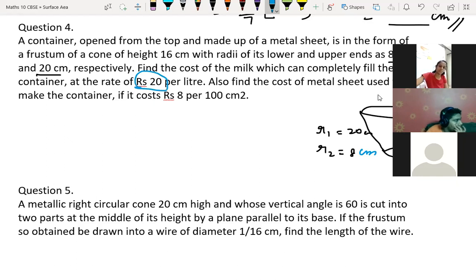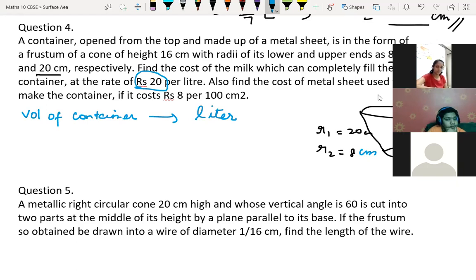So what is the volume we are getting here? Volume of container, you should find in liter form, children. You have to get it in liter form. Also find the cost of metal sheet used to make the container, if it costs rupees 8 per 100 centimeter square.